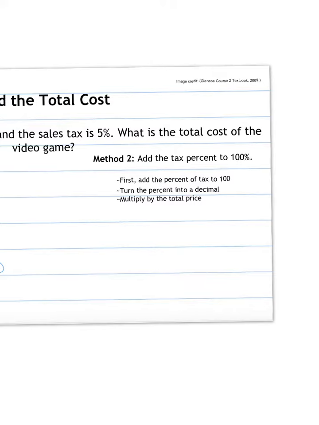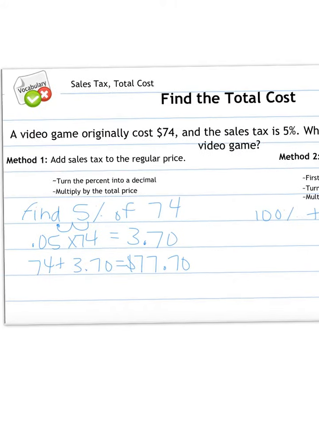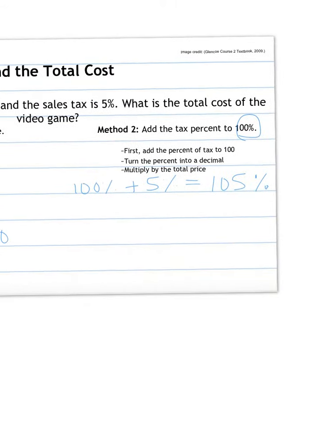Now the other method is to add the tax percent to 100%. Okay? So you would take 100% plus the tax percent, and you would get a total of 105%. Now the way that this works is this 100% finds you the total cost, that's the $74, the whole cost of the item, and then you add the sales tax, the 5%, and it already skips the step where we had to add them together at the end. This takes care of it.